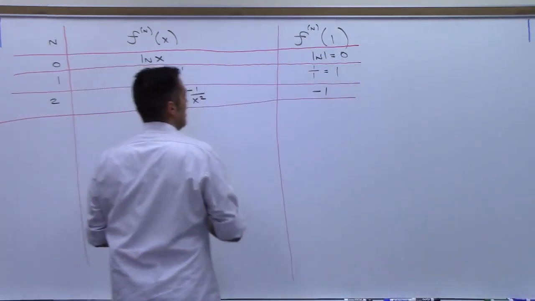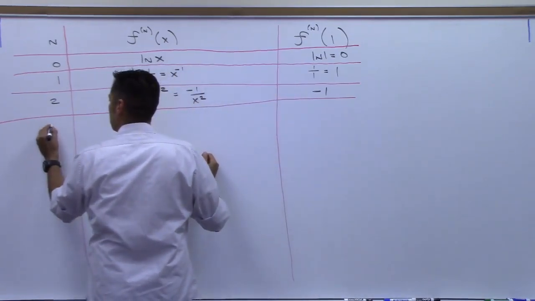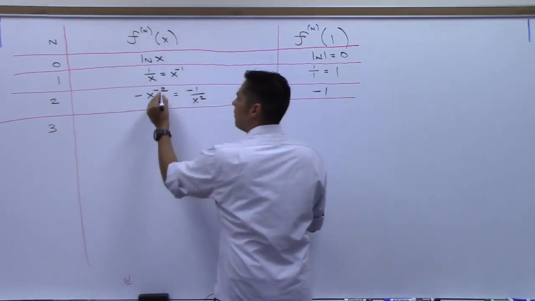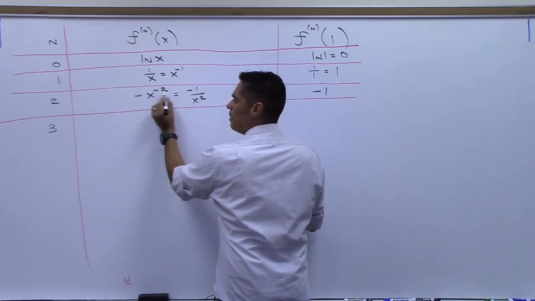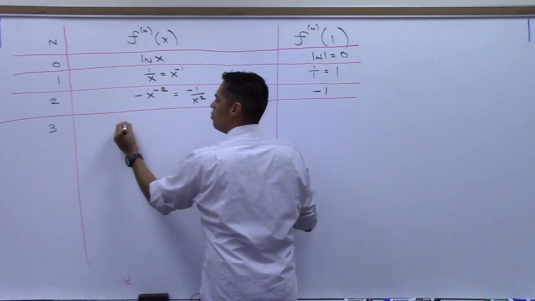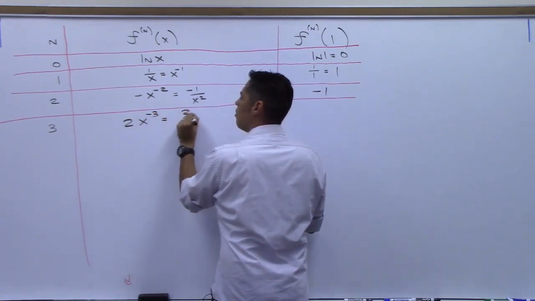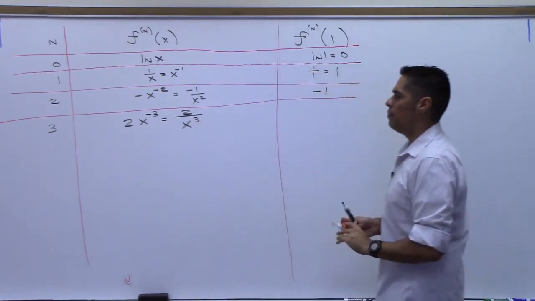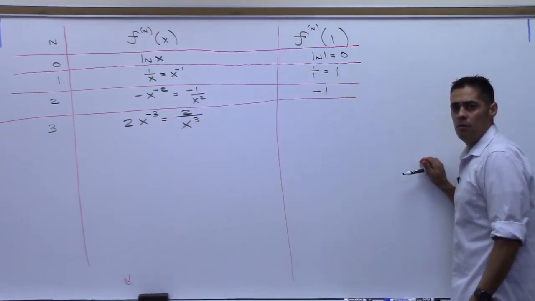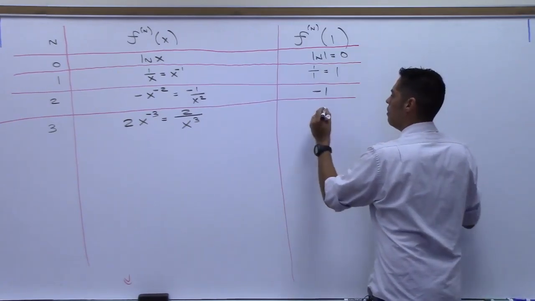It looks like maybe it's going to switch back and forth between negative 1 and 1 right now, but it's not. Okay, when n is 3, take the derivative, what comes out here? You get negative, that's positive 2 x to the negative 3, which is really 2 over x to the third, right? And when I plug 1 into that, what do I get? 2.